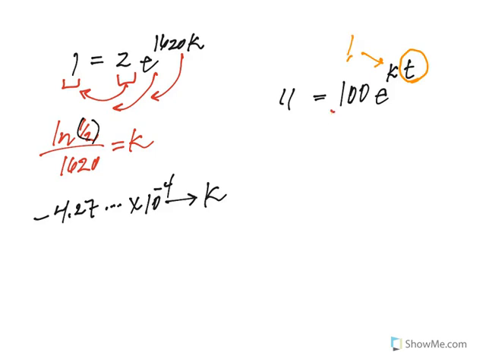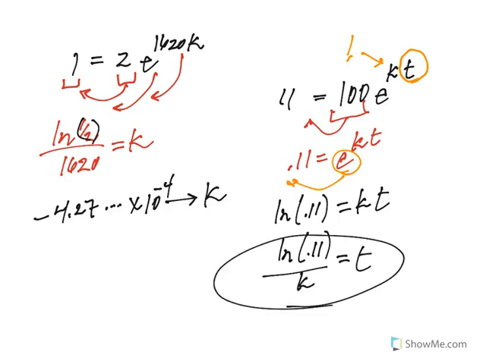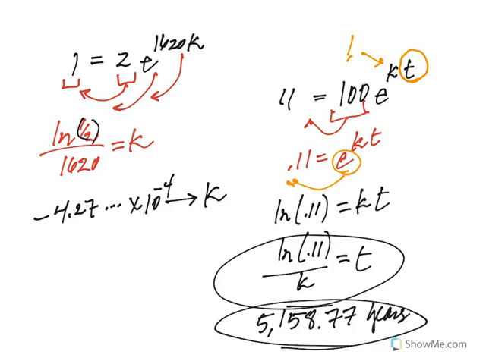So here we go. Step one, I'm going to divide through by 100. That gives me 0.11 is equal to e to the kt. Then I want to take the e to the other side. So that gives me the natural log of 0.11 is equal to k times t. And of course, lastly, I'm going to divide by k. I get the natural log of 0.11 over k is equal to t. And you can punch it into your graphing calculator exactly like that. Let me do that quickly. All right, that gives me 5,158.77 years. I'll tell you how far I want you to round on the actual test.